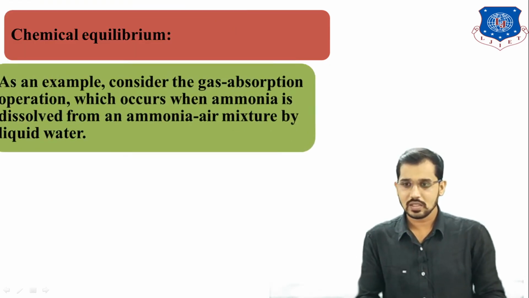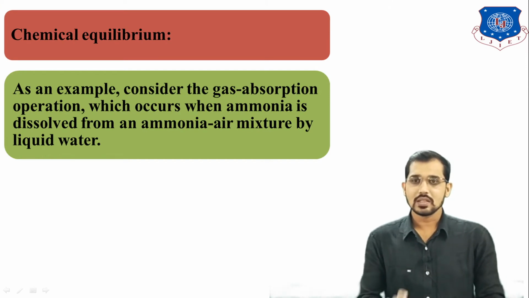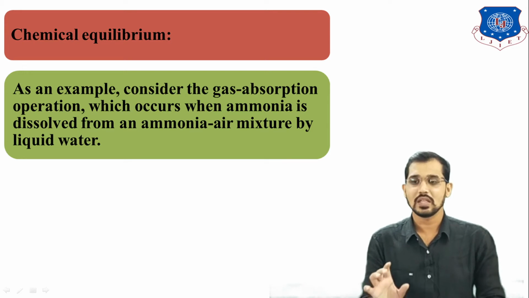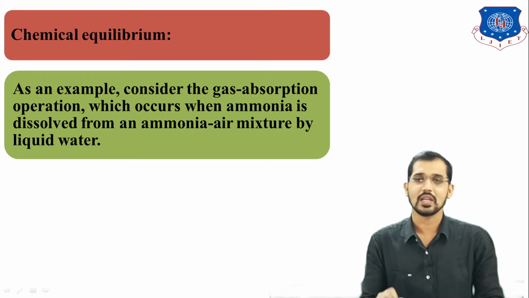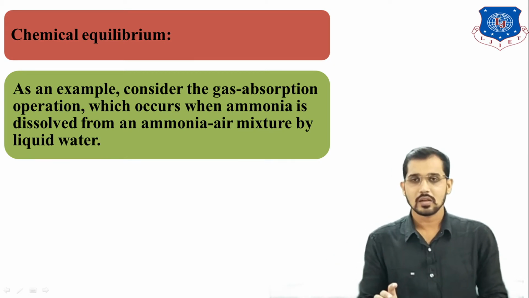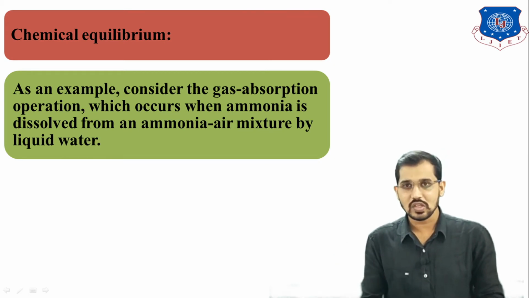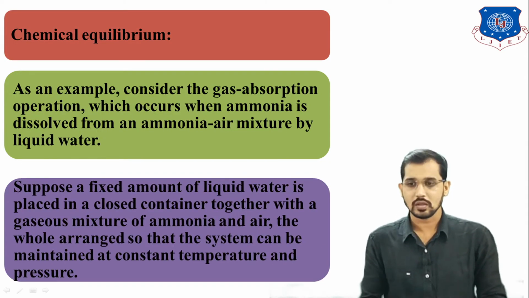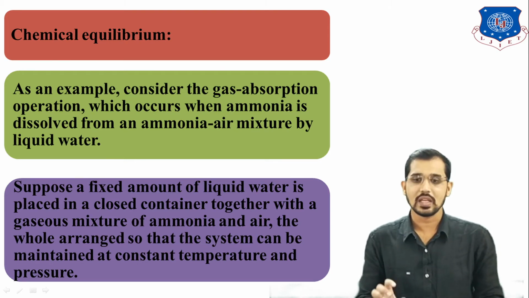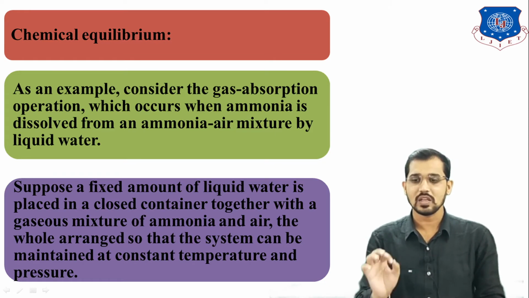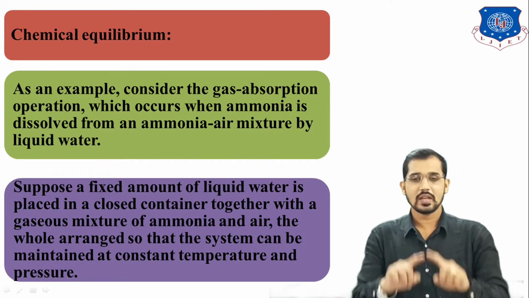Okay, so you can see on the screen. As an example, consider the gas absorption operation which occurs when ammonia is dissolved from an ammonia-air mixture by liquid water. Here we are going to consider one container, and in that container we are going to add this gaseous mixture and water. Suppose a fixed amount of liquid water is placed in a closed container together with a gaseous mixture of ammonia and air, the whole arranged so that the system can be maintained at constant temperature and pressure.